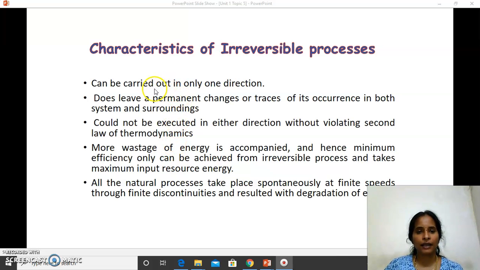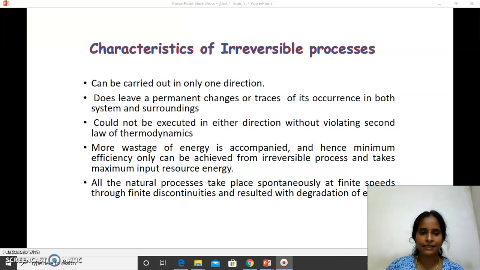Characteristics are carried out in only one direction. It leaves a permanent change, and it could not be executed in either direction, and more wastage of energy with very minimum efficiency can be achieved by this process. And of course, this is the highlight and the result, that all the natural processes or spontaneous processes, all the practical processes, take place as irreversible processes only. They are having some finite speed. Infinite slowness is not possible.